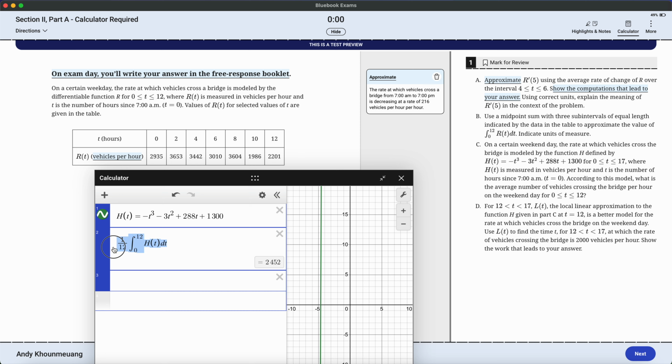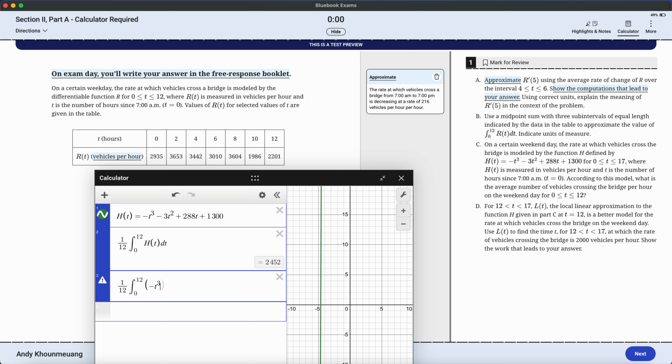So you'll need this right here, your setup, and then this right here, your answer. Now, if you want to put negative t cubed minus 3t squared plus 288t plus 1300 in the integrand, you can, but just please make sure that whenever you put it in the integrand that you have parentheses around it, because if you don't, Desmos will not like that. So make sure you put the integrand in parentheses so you have 2,452.